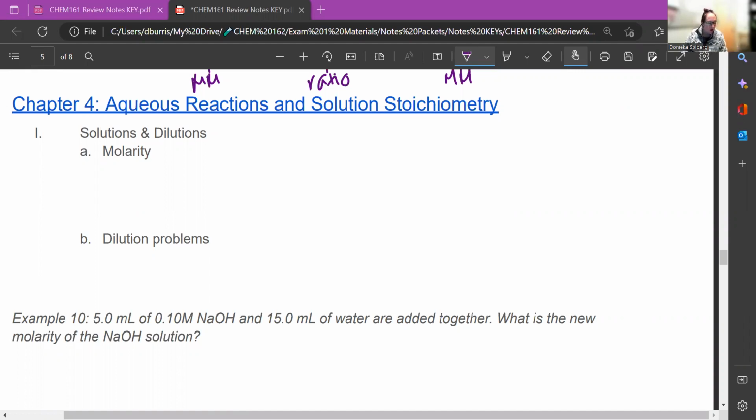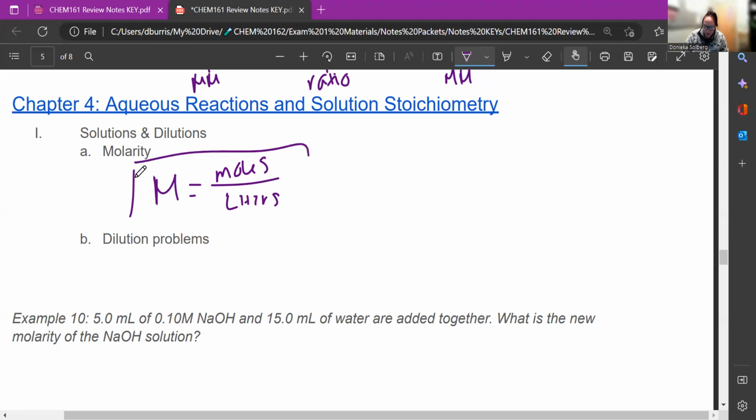Okay, so molarity is, hopefully you remember, big M. And it is always going to be moles of your solute over liters of your solution. Okay, so moles per liter. That's our most important unit of concentration.